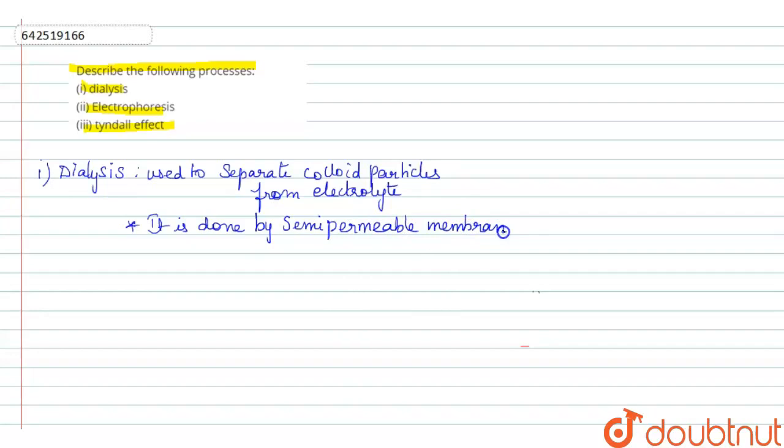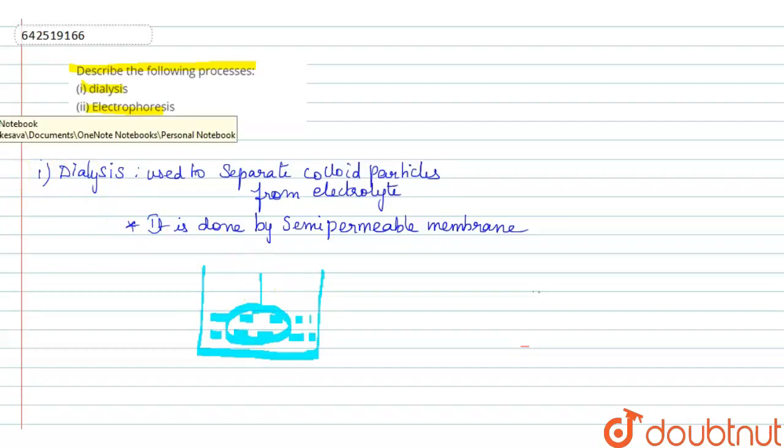So let me draw the diagram to illustrate this. Let us take a trough of water here, and we are going to insert a bag. This bag contains my electrolyte along with my colloidal particles. The blue lines are the electrolyte, whereas the circles are the colloidal particles. So I am going to dip the bag containing the colloidal particles and electrolyte.